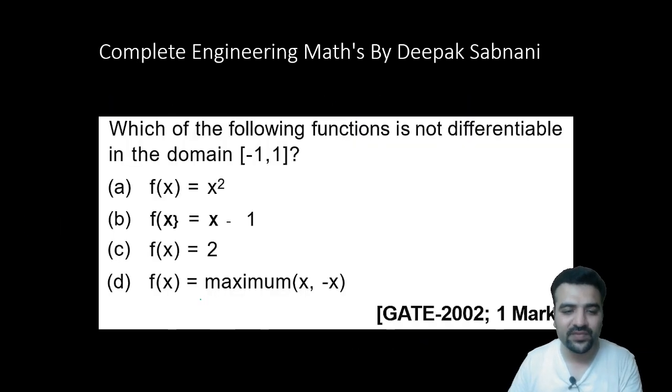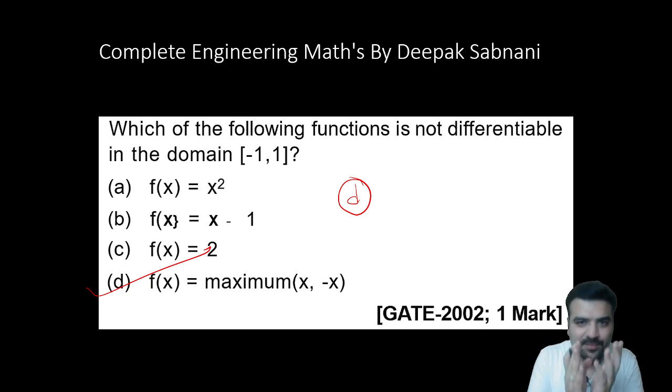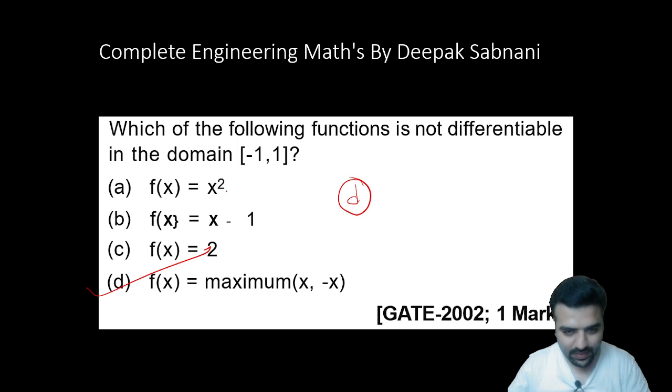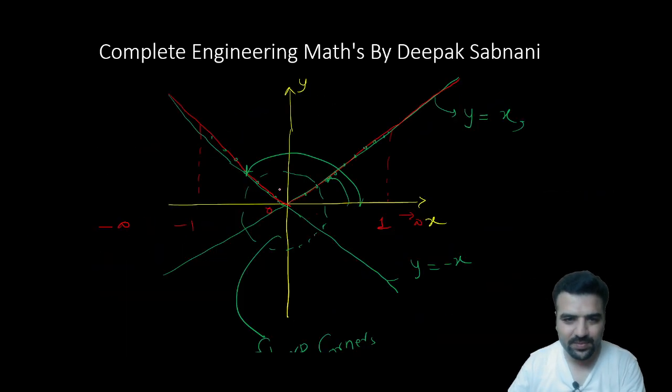So which function is not differentiable at x equal to 0? The maximum of f(x) and minus x. And what is the answer? D is the answer. Okay. So it is a very good illustration, because it is a simple question. That's why I have taken it here. Now, we'll solve a lot of tough questions also.